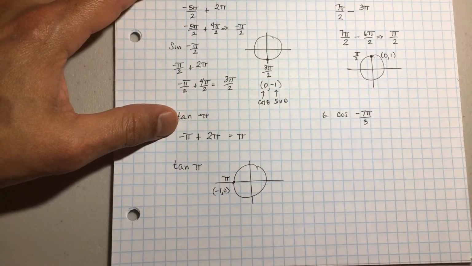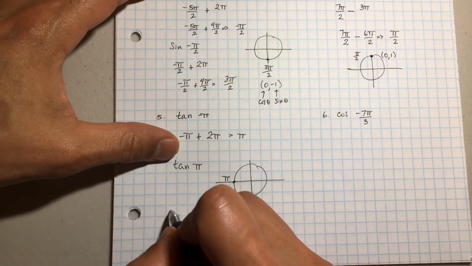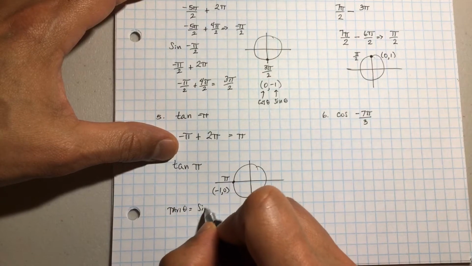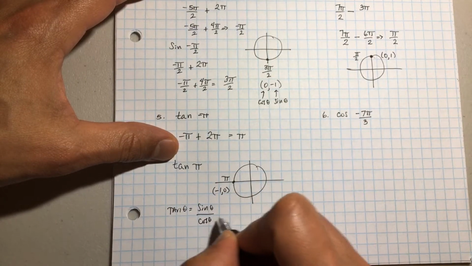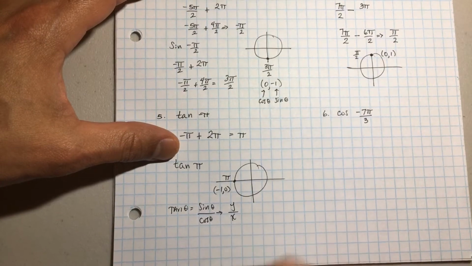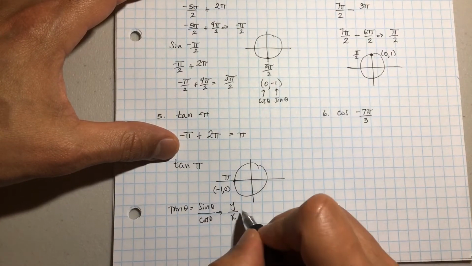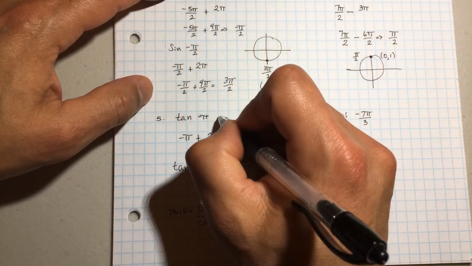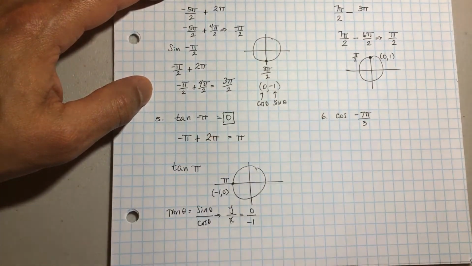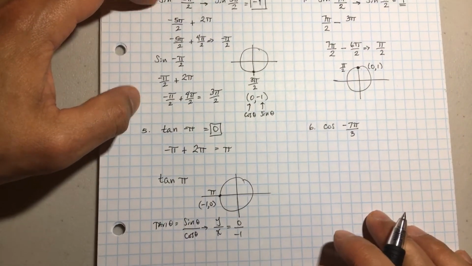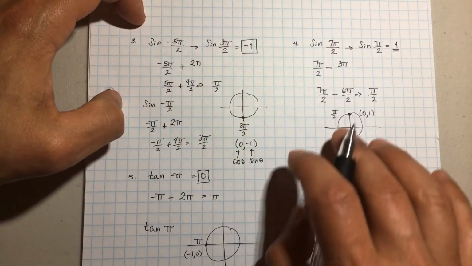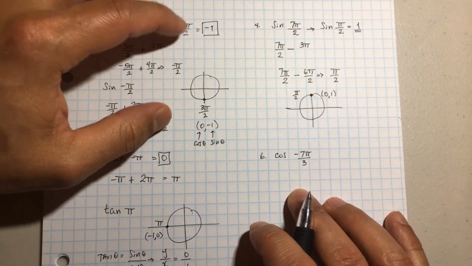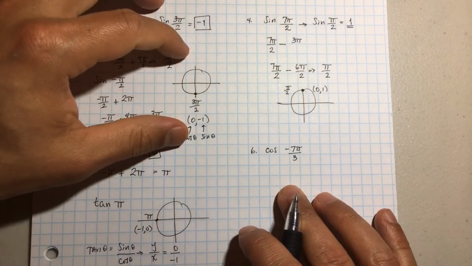Well, what's the definition of tangent? It's sine divided by cosine. That means it's the y divided by the x. So it's 0 divided by negative 1. Well, 0 divided by anything is 0. So the answer to this is 0. So for these first three, you had to use the unit circle, the corner points, as I call them. For the next ones, you're going to have to use your mnemonic with your hand.